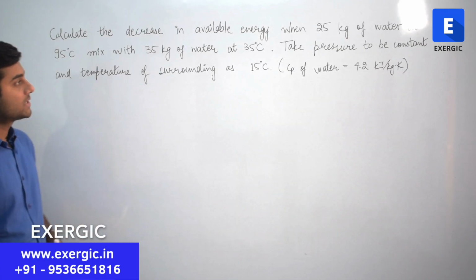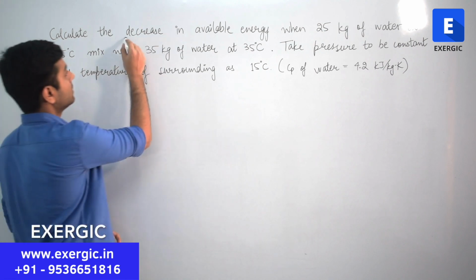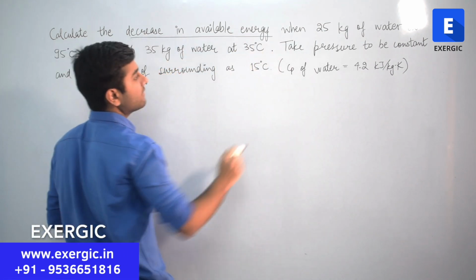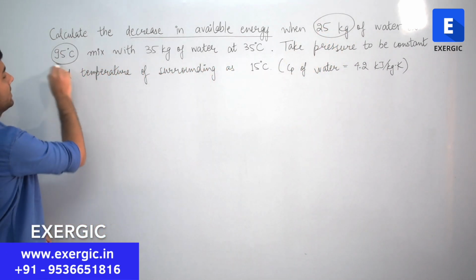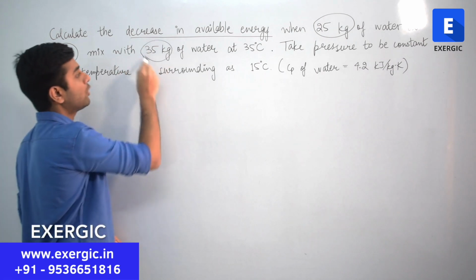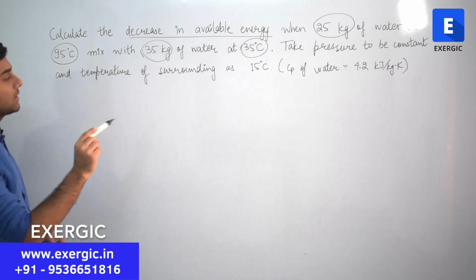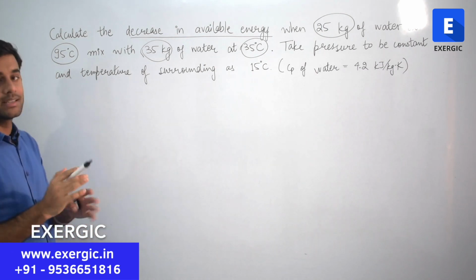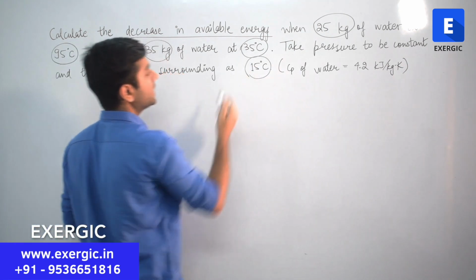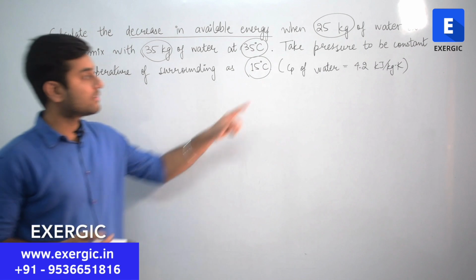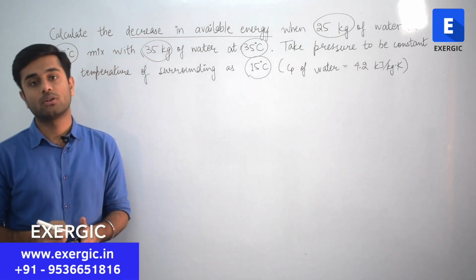Now let's solve this question. It says to calculate the decrease in available energy when 25 kg of water at 95 degrees Celsius mixes with 35 kg of water at 35 degrees Celsius. You have to take the pressure to be constant, meaning in this mixing the pressure is constant, and the temperature of the surrounding is 15 degrees Celsius. The value of specific heat at constant pressure is also given to you. Try to solve it.